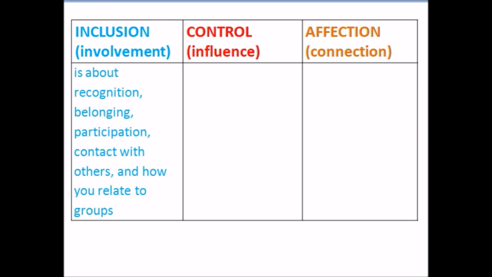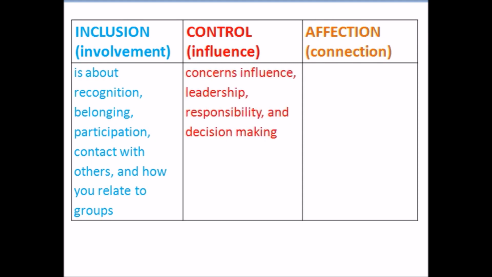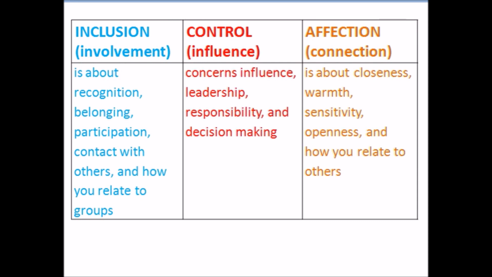Inclusion is about recognition, it's about belonging, participation, contact with others. Basically, it shows how you relate to groups. Control concerns influence, leadership, responsibility, how much you want to be involved in the decision-making process with the people you are interacting with. And finally, affection is about closeness, it's about warmth and sensitivity, it's about openness, it's about how you relate to others on a more emotional level. So inclusion, control, and affection are three interpersonal needs that a person needs in order to function effectively and to avoid unsatisfactory relationships.